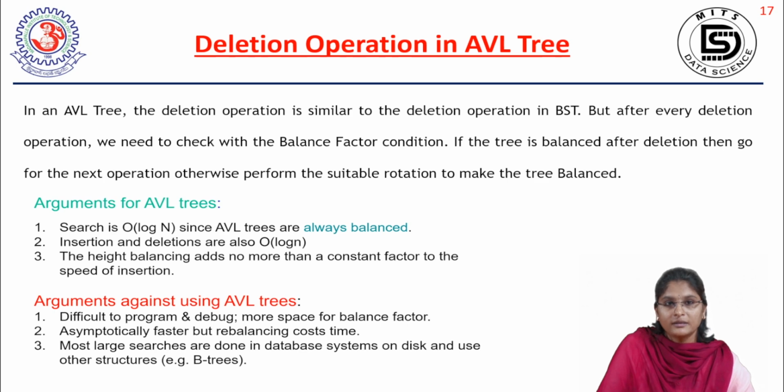Arguments against using AVL trees, that is, the disadvantages of using them: they are difficult to program and debug, and they need more space for the balance factor. Asymptotically it is faster, but the rebalancing cost may take some time. Most large searches are done in database systems on disk, which use other structures like B trees.